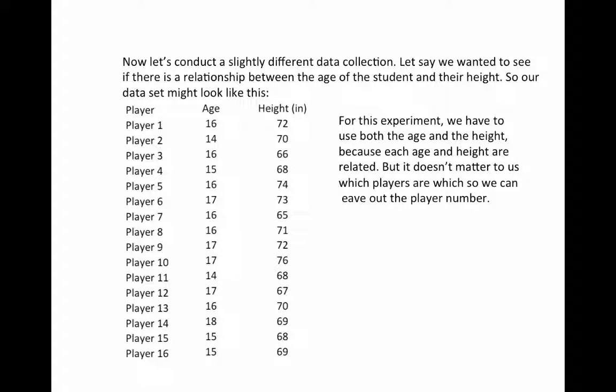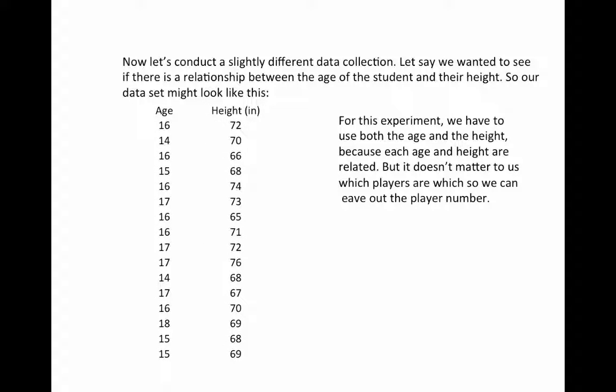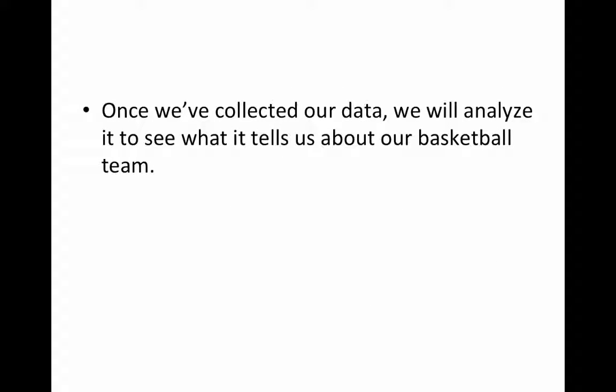For this experiment, we have to use both age and height because the age and the height are related, or they may be related. But it doesn't matter to us which players are which, so we can leave out the player number. This would be an example of a data set with two variables, in this case age and height. Once we've collected our data, we will analyze it to see what it tells us about our basketball team.